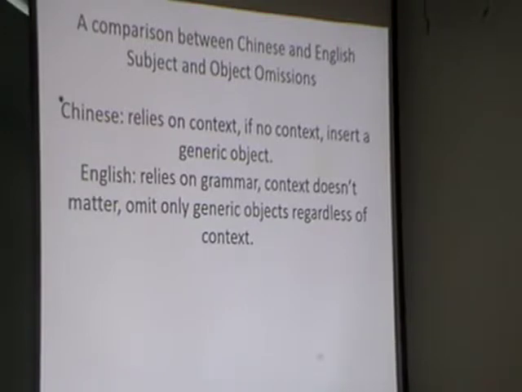So, the comparison between Chinese and English subject and object omission: Chinese relies on the context a lot. If there's no context, you have to insert a generic object. English, on the other hand, relies on grammar a lot. The context doesn't matter. Even if the object has already been mentioned in the context, you still have to repeat it. And English can only omit generic objects regardless of the context. You can see English allows generic objects to be dropped. Context doesn't matter.